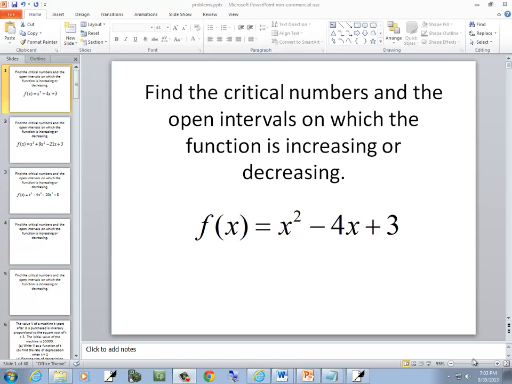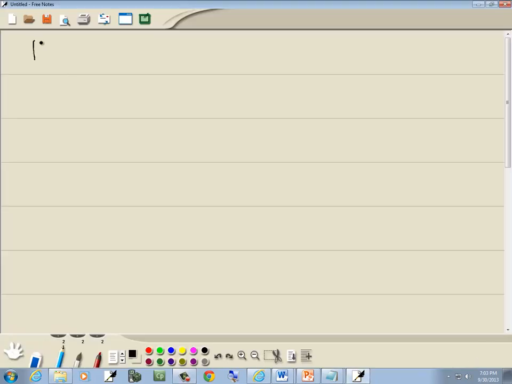In this problem, we want to find the critical numbers and the open intervals in which the function is increasing or decreasing. So we've got f of x is equal to x squared minus 4x plus 3. Now step 1 is we want to find our derivative. So f prime: take your power, put it up in front, lower it by 1, minus, and then 4x just becomes 4.